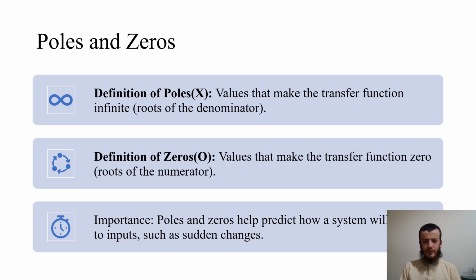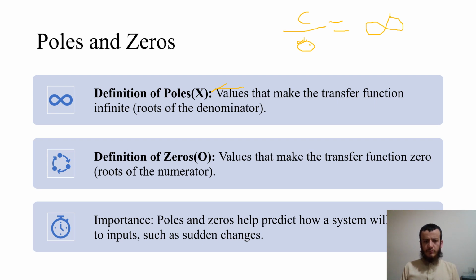A pole is actually the value that makes the transfer function infinity, or we can say the root of the denominator. Why? Because if you have a zero in the denominator, for example, a constant value c divided by 0 equals infinity. We will have infinity.